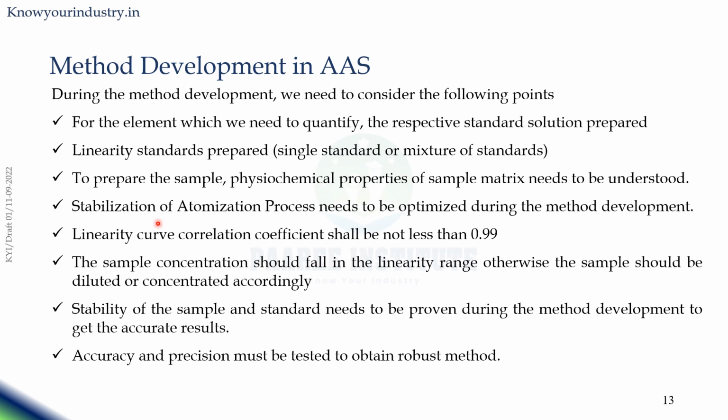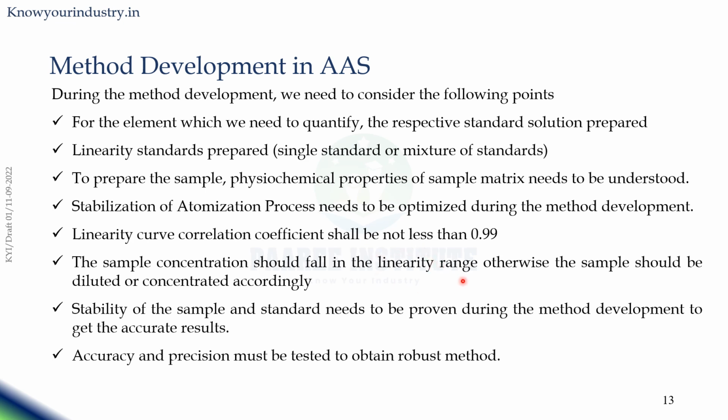Then we need to stabilize the atomization process in the instrument, and we need to set the parameters for the stabilization process, which will be fixed for the particular method. Then we have to analyze the standards first and create the linearity curve for the elemental standard, for which the correlation coefficient should not be less than 0.99. And then we have to analyze the sample, and the concentration of the sample should fall within the linearity range.